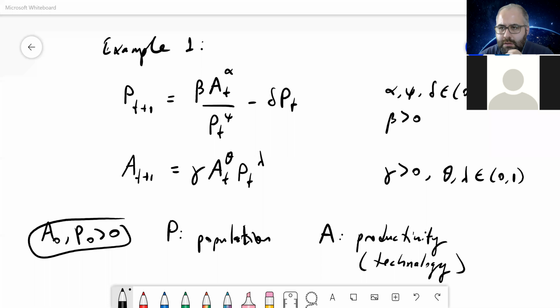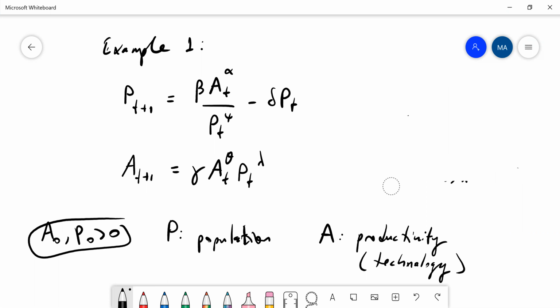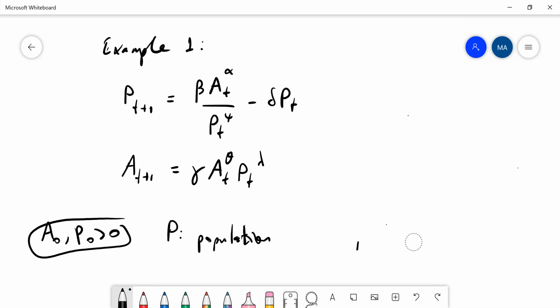All right, welcome back. So let me continue from where I was. This is our example dynamical system. Now, clearly, the first thing we're going to look at is the steady state. So let me reserve some space here. These parameter values will be important, but I want to keep the system here.